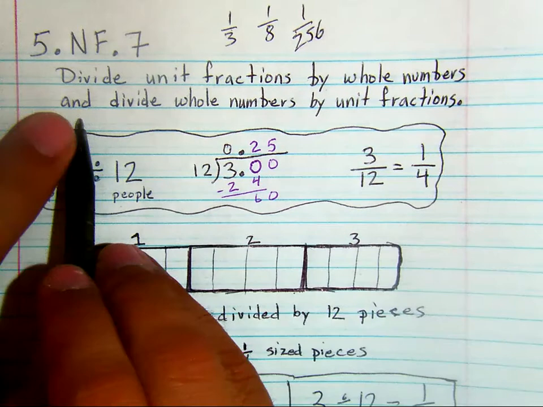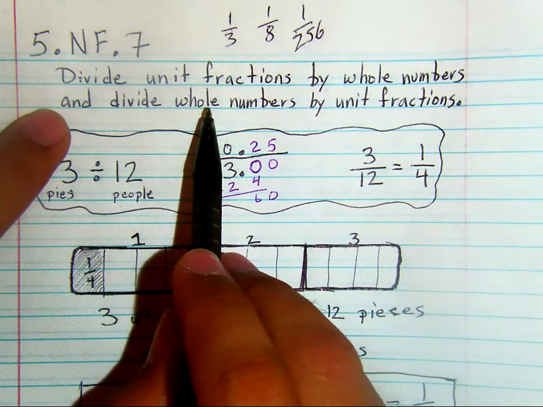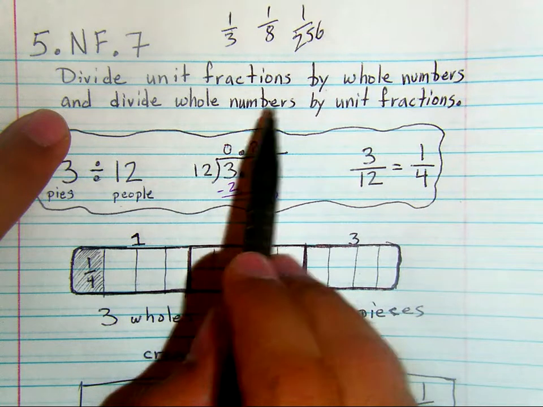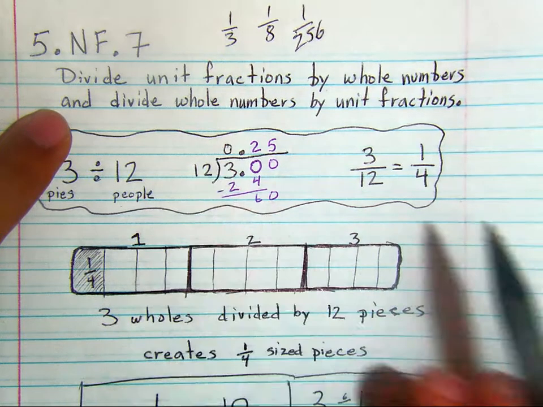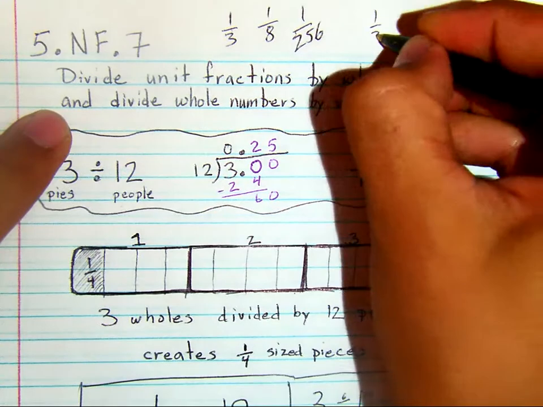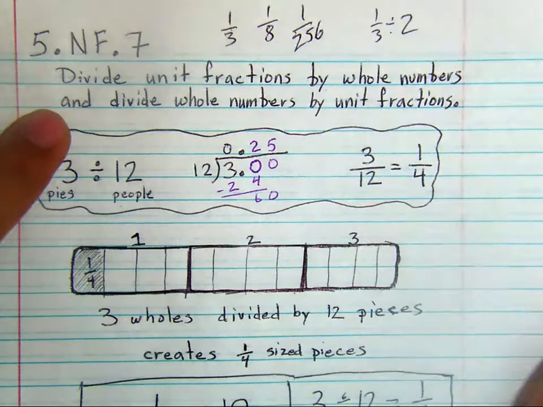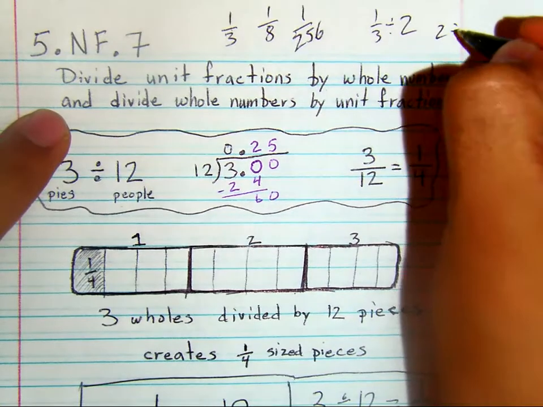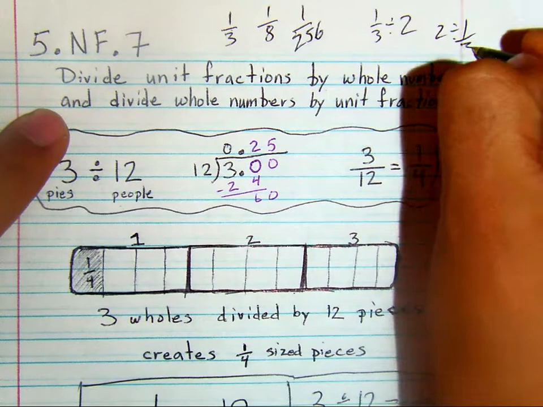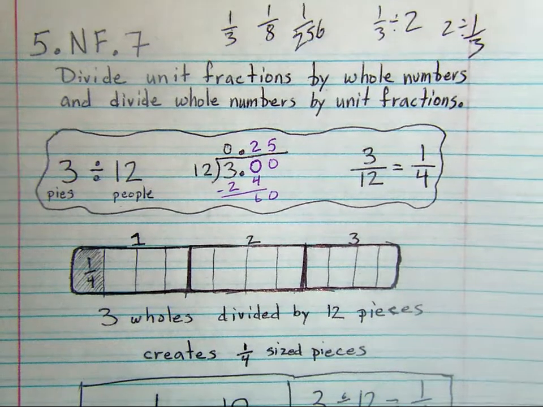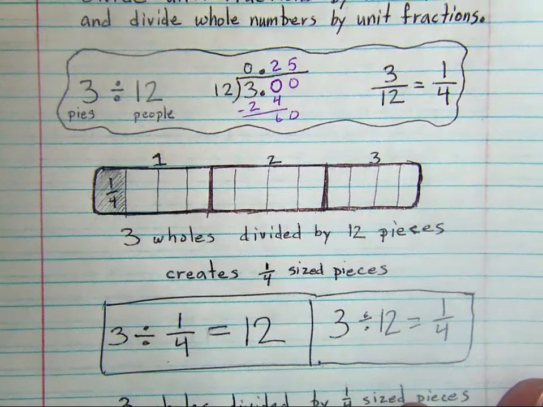The second thing you're going to be asked to do is to divide whole numbers by unit fractions. You got to be able to do it the other way around. So 1/3 divided by 2, you also have to be able to do 2 divided by 1/3. Okay? So now let's take a look at something very simple.